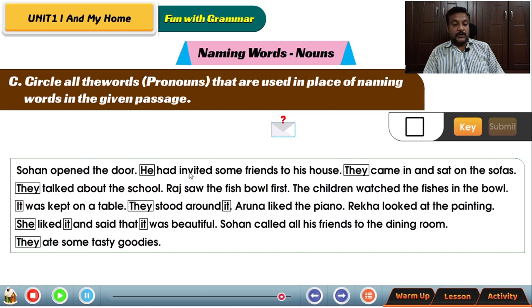Sohan opened the door. He had invited some friends to his house. They came in and sat on the sofas. They talked about the school. Raj saw the fishbowl first. The children watched the fishes in the bowl. It was kept on a table. They stood around it. Aruna liked the piano. Rekha looked at the painting. She liked it and said that it was beautiful.